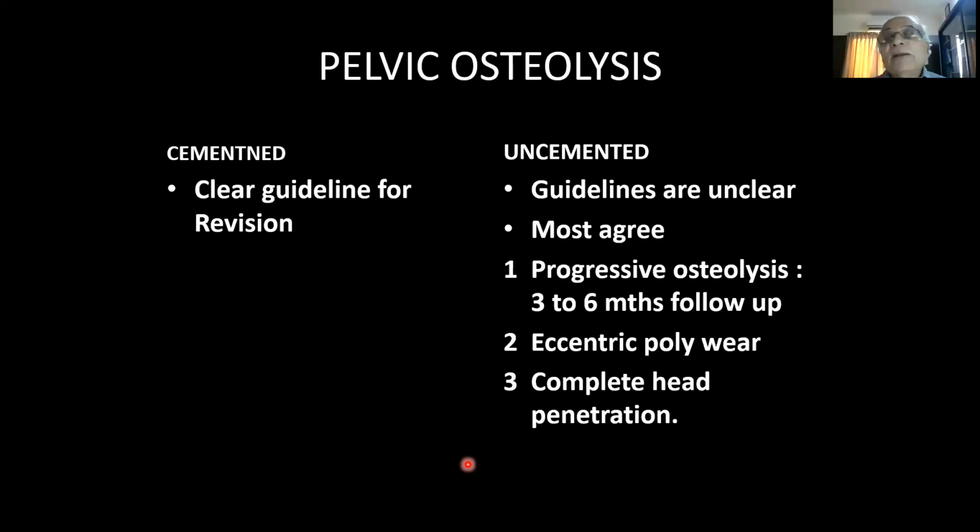Now we will go on to pelvic osteolysis. On the acetabular side, there is a clear guideline for revision for cemented cups. Today, we still do not have a clear guideline for uncemented. So we are now working on presumption and assumption. What is the cemented guideline? Any patient who has a radiolucent line in all 3 Charnley zones, in AP and lateral, revise, even though patients are asymptomatic. That is the guideline today. Second guideline: eccentric wear of more than 75%, revise, don't wait. That is the way we worked on cemented.